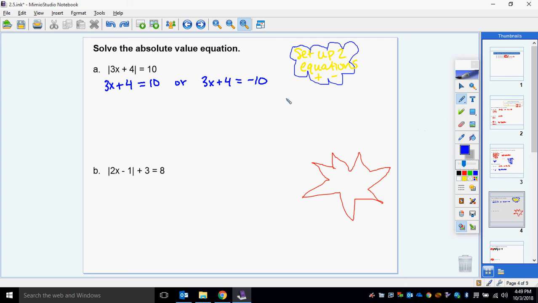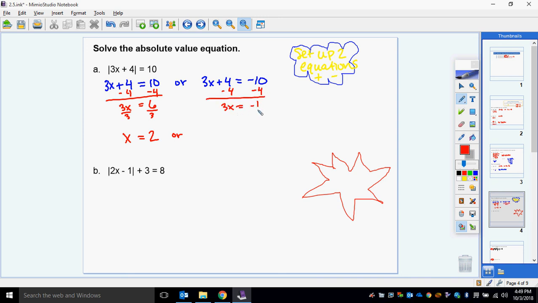So let's solve each of them individually like we would any other equation. Subtract 4 on both sides. And then divide by 3. And we get x equals 2 for one of our solutions, right? If I plugged in 2 here, this would give me 10 and give me the absolute value of 10, which does equal 10. Over here, same thing, solve for x, so subtract 4.